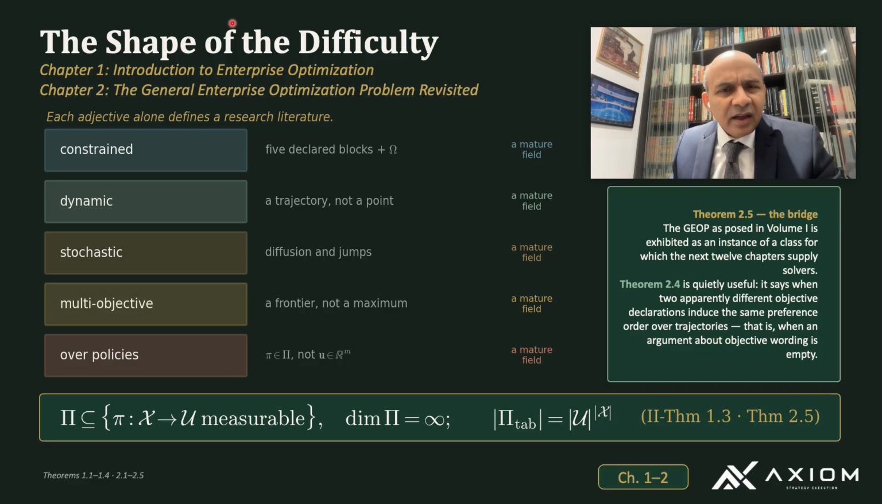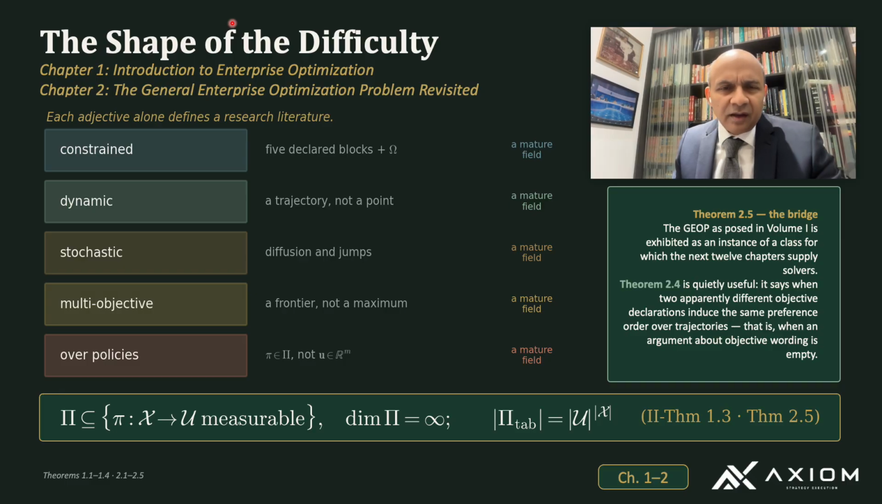Theorem 2.1 gives the structure of the feasible region. The GEOP's feasible region is a closed set determined entirely by the dynamics, admissibility, boundary, and constraint structure. It is convex only under corresponding convexity conditions, and whether it is empty is a consistency question independent of the objective. Theorem 2.2, policy existence. If the feasible policy set is non-empty and compact, and the objective is continuous, then an optimal enterprise policy exists and attains a finite maximum value.